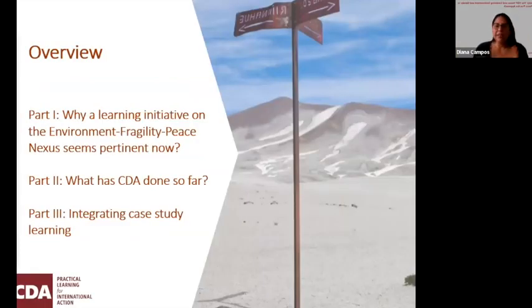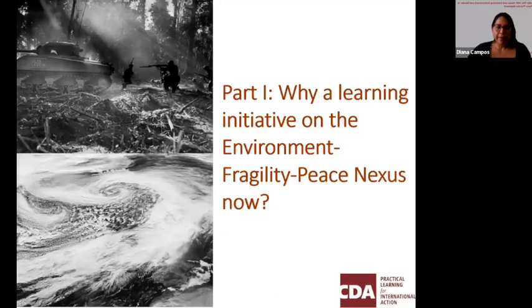So our presentation is divided in 3 main sections. In the first part of the presentation, we will explore why a collaborative learning project in climate fragility and peace. The second part, we will share what the project has done so far. And finally, the third part shows the preliminary findings of our first case study of Fiji. So why a learning initiative on the Environment-Fragility-Peace Nexus now?